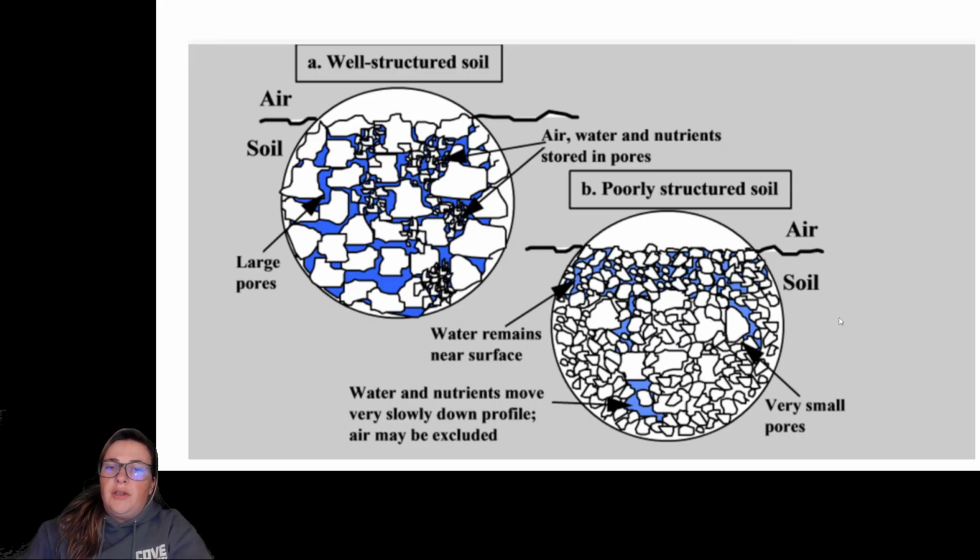Poorly structured soil has very small pores, right? The water remains near the surface because it's having a hard time infiltrating the soil. Water and nutrients will move very slowly down the profile, and air may be excluded. So this could be a situation where it would be very difficult for a plant to grow in this environment. It would not have access to nutrients, at least very readily, and it would struggle, right?